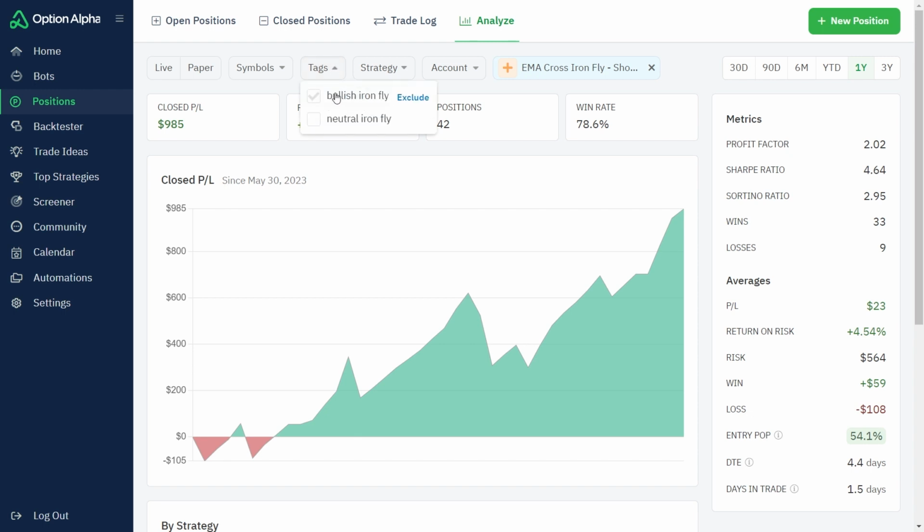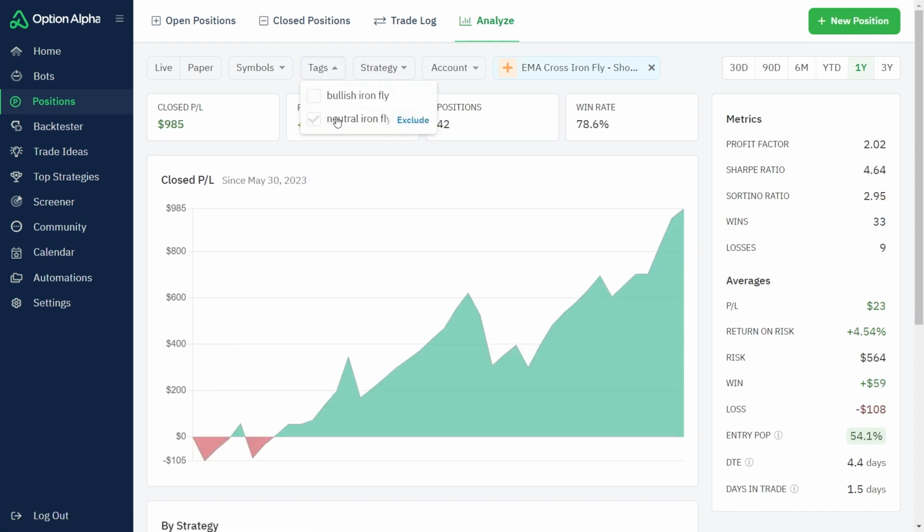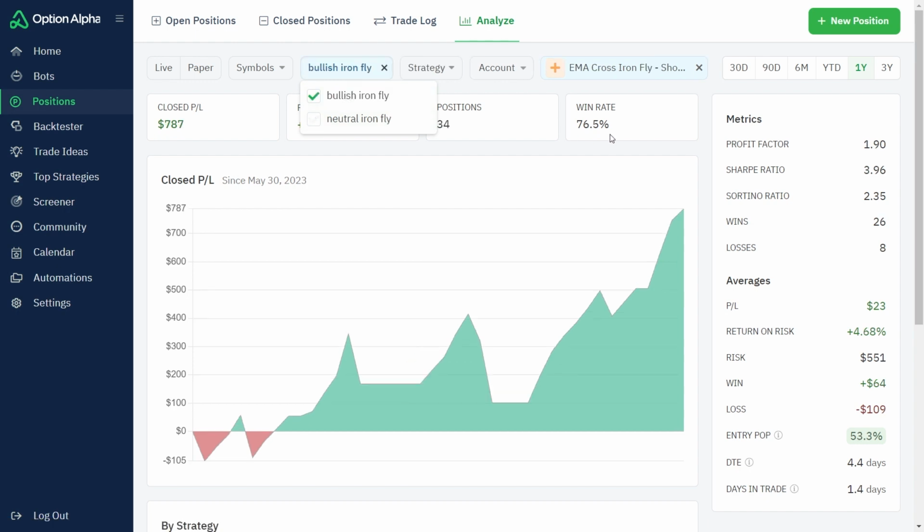As you can see, there are only 2 that were traded, the neutral and then the bullish. With a neutral iron fly, my win rate was 87.5%. With the bullish iron fly, my win rate was 76.5%. Of course, they're still really good, but these are where my losers were. The reason I wanted to point that out is because it hasn't opened a bearish iron fly yet. So I want to keep on running this particular bot to see, when the bearish iron flies open, are we still getting the same type of win rate? And if so, then this would be a really great bot for all market conditions.